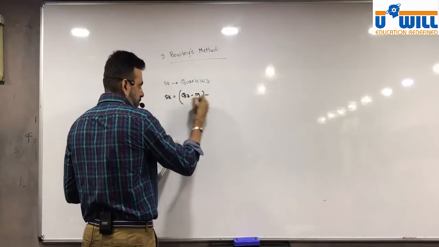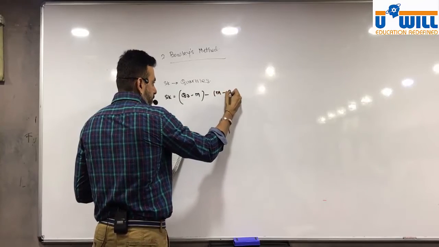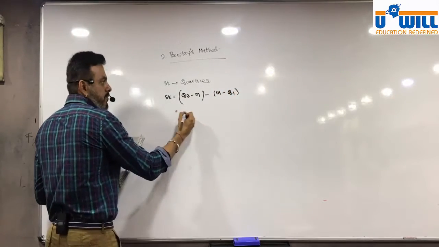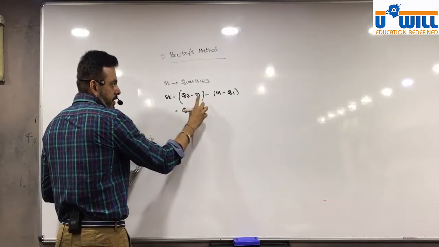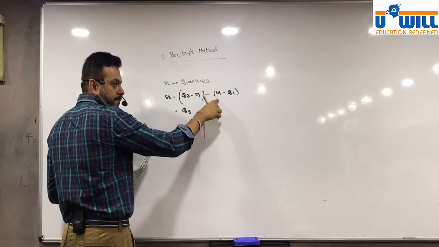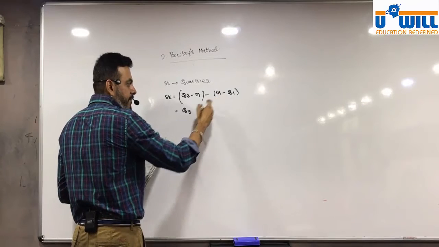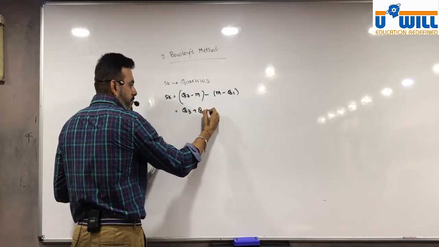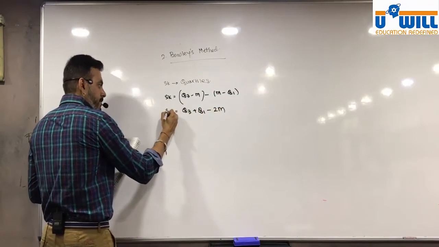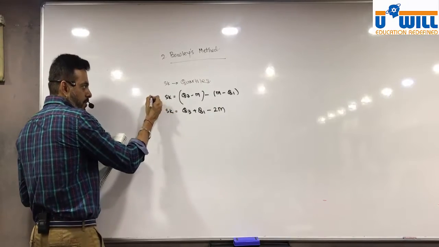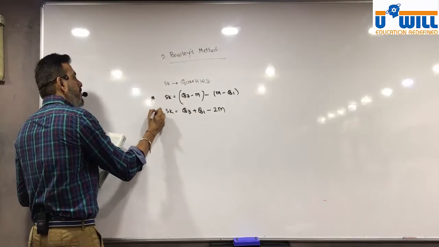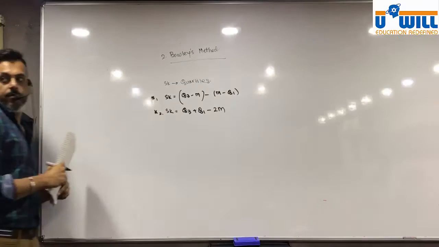minus M minus Q1, which is equal to what? Q3 minus M will become minus 2M, and minus minus will become plus. You have to remember both the formulas, first and second.